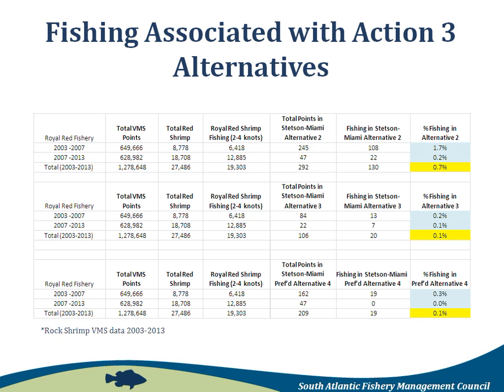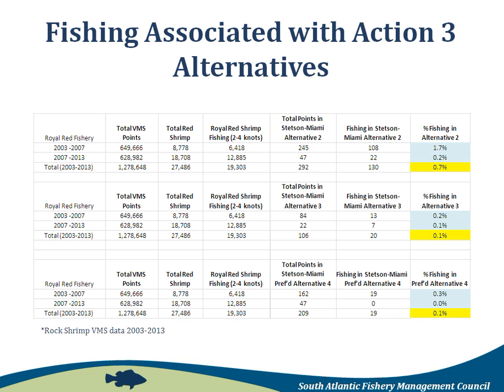This slide indicates fishing associated with the Action 3 alternatives as it relates to the VMS points within each alternative. And as with before, if you look at the last row in each grouping associated with an alternative, this tells you the percentage of royal red shrimp fishing points that are within each alternative scenario. Royal red fishing has been defined as those vessels traveling 2 to 4 knots.